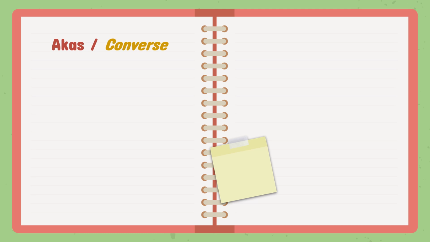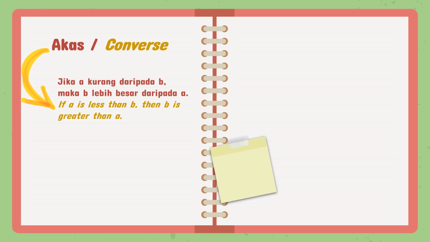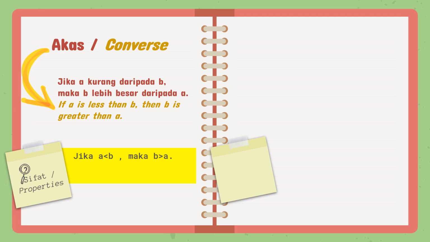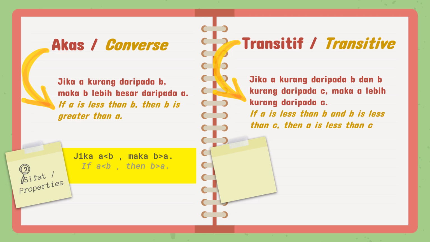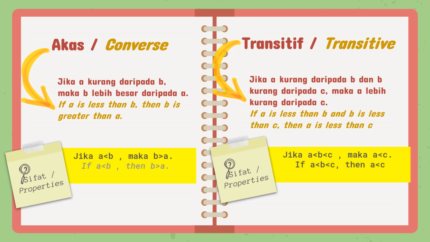So what is converse? A converse means if A is less than B, then B is greater than A. Here we have the properties written in the form of inequality like this: if A is less than B, then B is of course greater than A. So what is transitive? If A is less than B and B is less than C, then A is less than C. We write the property of inequality like this: if A is less than B and B is less than C, then A is less than C.